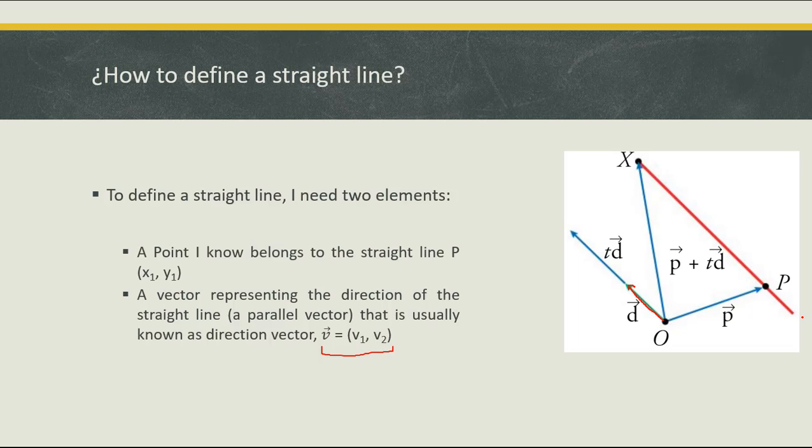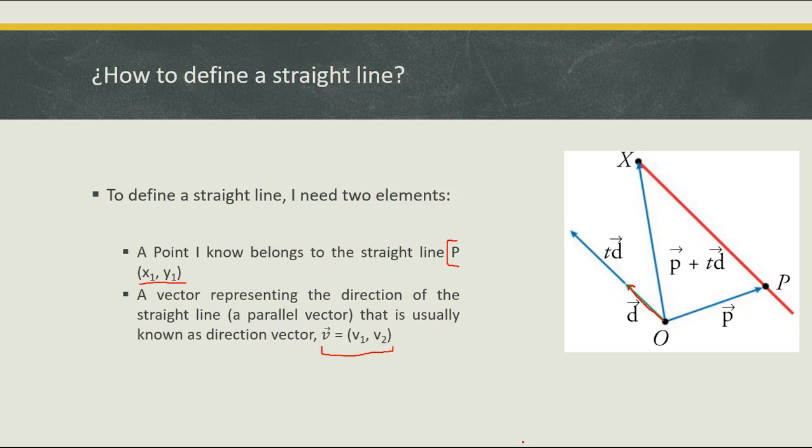To take the one I want, I have to select one of the points of the line. So, to define a straight line, I need two elements. I need a point of the straight line, and I need the direction vector. With just these two elements, I can define the equation of a straight line.